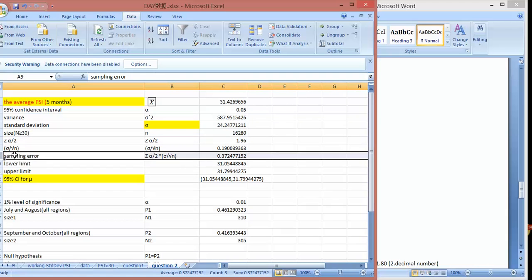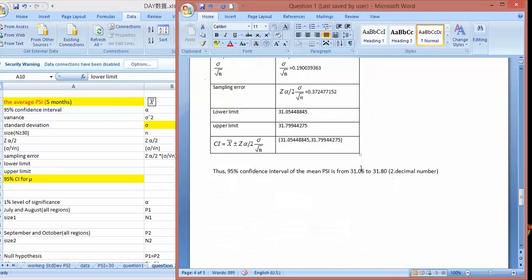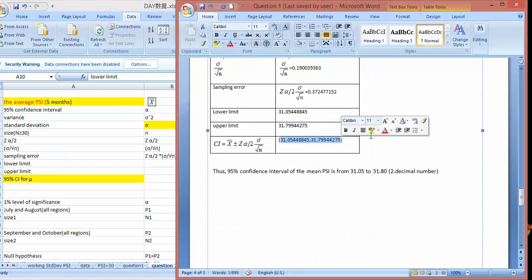Sampling error is this one times this one. The lower limit is x bar minus sampling error. The upper limit is x bar plus sampling error. So I get my result. Thus, the 95% confidence interval of the mean PXI is from 31.05 to 31.80. I keep it to two decimal places.